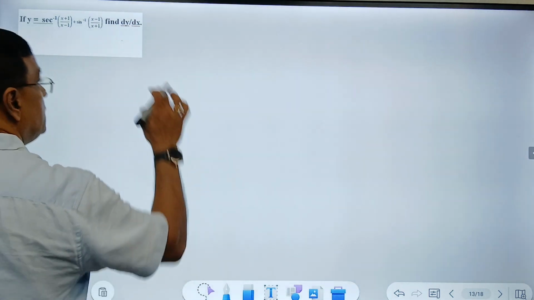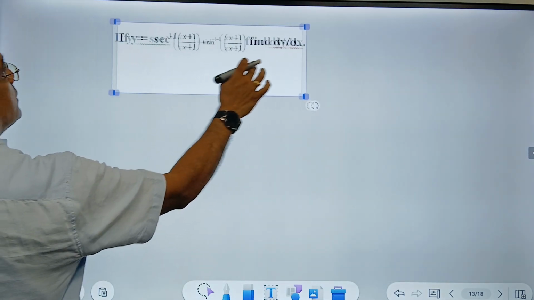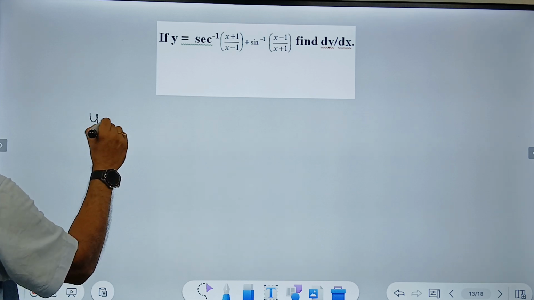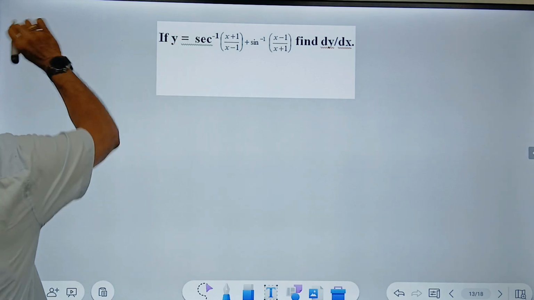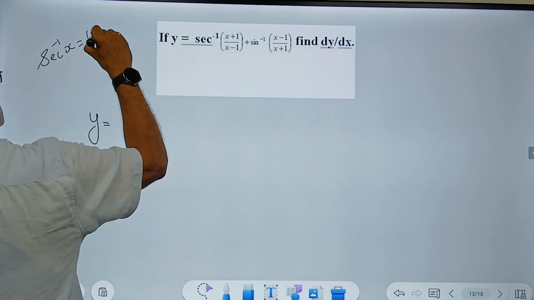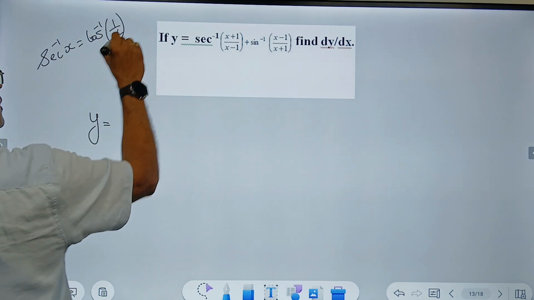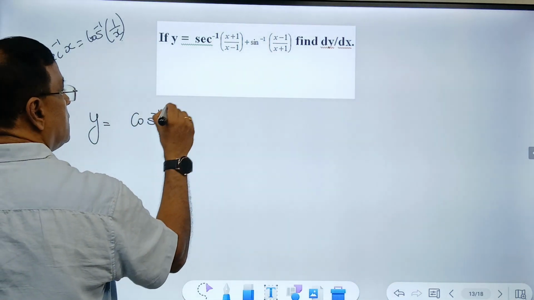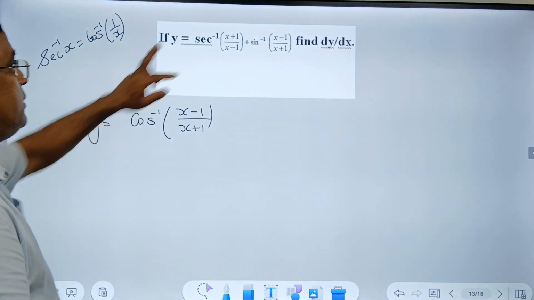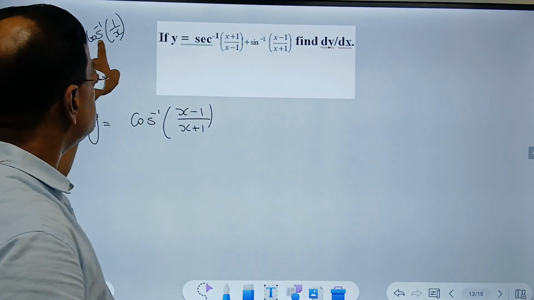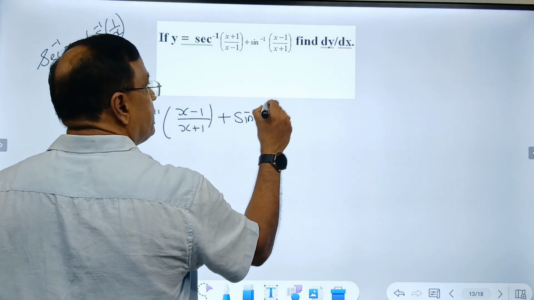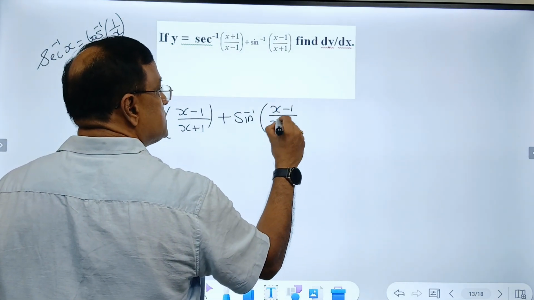Okay, let me just zoom in a bit for you to see things clearly. You can see. What is this? Y equal to secant inverse of x is nothing but cos inverse of 1 by x. So here it will be cos inverse of (x minus 1) by (x plus 1). See, I take reciprocal. Secant inverse of x is cos inverse of 1 by x. This is what? Sine inverse of (x minus 1) by (x plus 1).